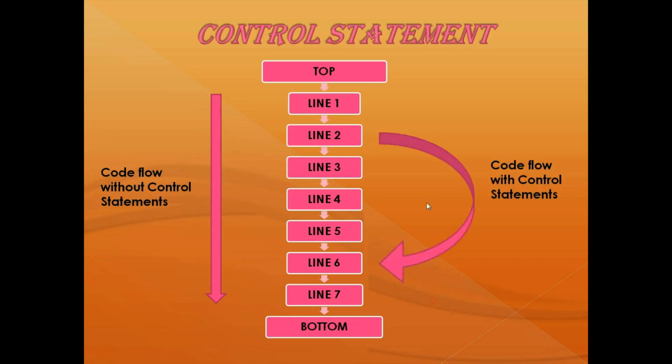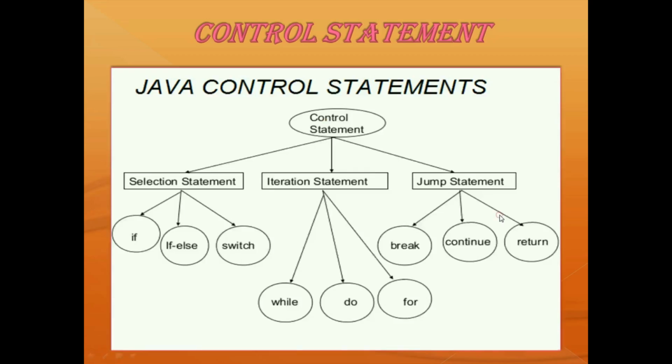That means we can skip some lines of code and we can iterate the same lines of code based on our requirements. We can say simply the control statements in Java are useful to control the program flow. We can see in the figure there are different types of control statements in Java, such as selection statements, iteration statements, we can say loops, and jump statements.